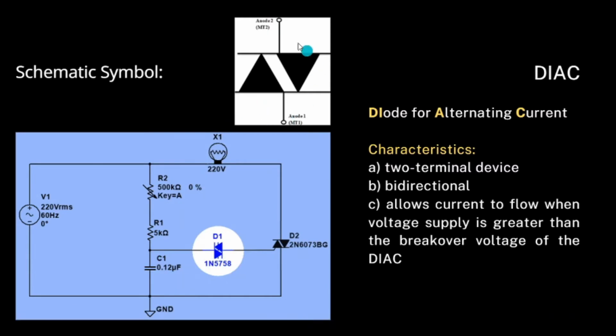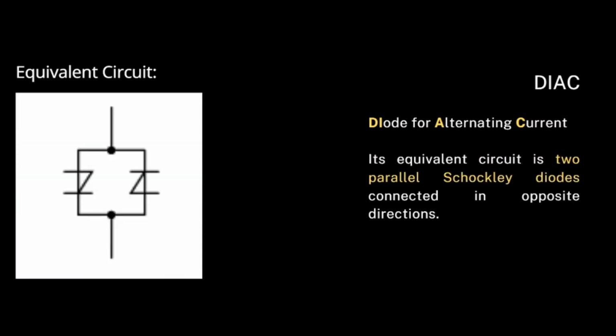And this is its schematic symbol. Above is the anode 2, and here is our anode 1, or MT1 and MT2, meaning main terminal 1 and main terminal 2. Now, the equivalent circuit of a DIAC is actually composed of two Shockley diodes connected in inverse parallel. As you can see, they are in opposing directions.